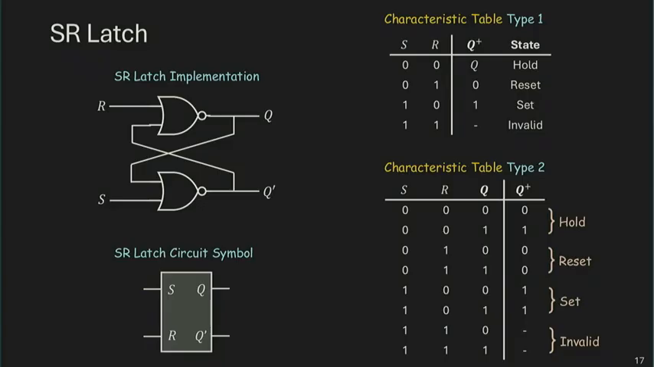If R is a 1, as we just analyzed, that will set Q to be a 0. So we call that a reset condition. For 1, 0, set is 1. We set the output to a 1. And 1, 1 is an invalid case. So that should never happen at the input of an SR latch.